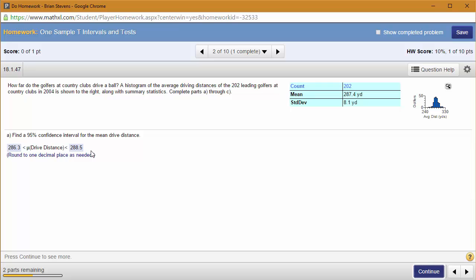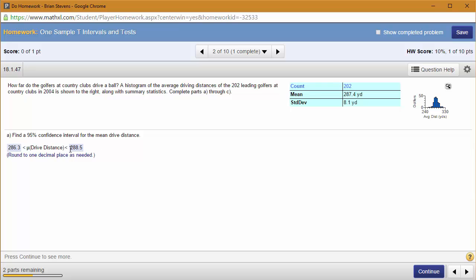I am 95% confident that the true average distance that people are driving the ball is contained in the interval 286.3 to 288.5. Very important we say "I am" and say your confidence level. Probably a good idea to say it out loud if you're practicing right now. I am 95% confident. This is the hard part. That, and you have to read what is right here, that the true average distance people are driving the ball is contained in the interval.